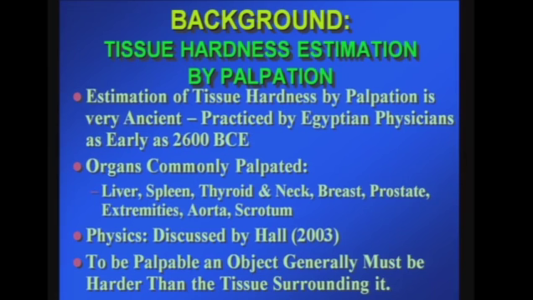Elastography is an outgrowth of tissue hardness estimation. Tissue hardness by palpation is a very ancient technique. It was practiced by Egyptian physicians and reported by the architect, priest, and physician Imhotep, possibly as early as 3000 BC, but for sure by 2600 BC. Organs that have been commonly palpated include the liver, spleen, thyroid, neck, breast, almost any organ that is within reach.